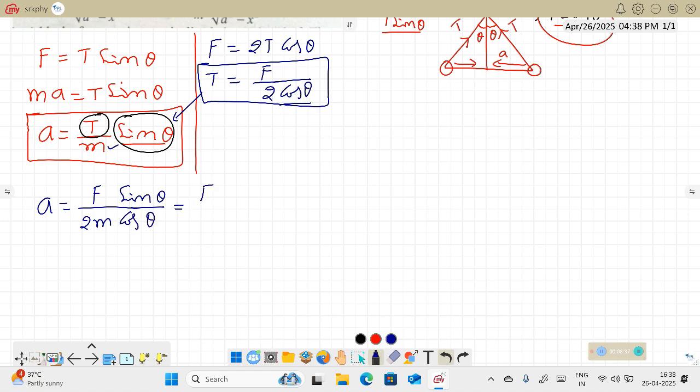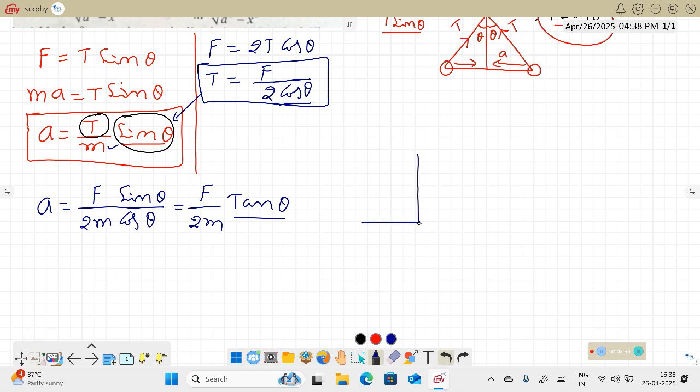Nothing but tan theta. So that is nothing but f by 2m into cos theta, sorry, sin theta by cos theta, which I can write as tan theta. So here the tan theta value we need to find, because in the options we do not have tan theta. So tension is eliminated, but theta is still there. But you can calculate the tan theta value using this triangle.